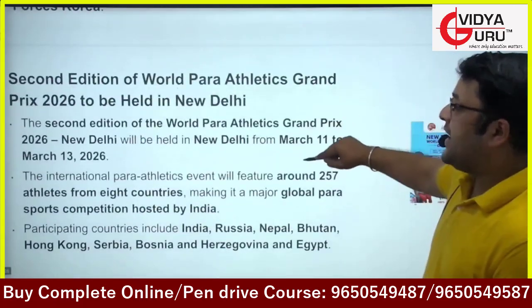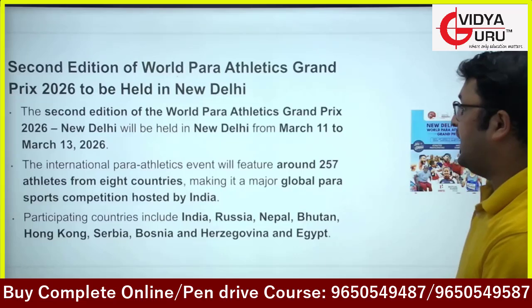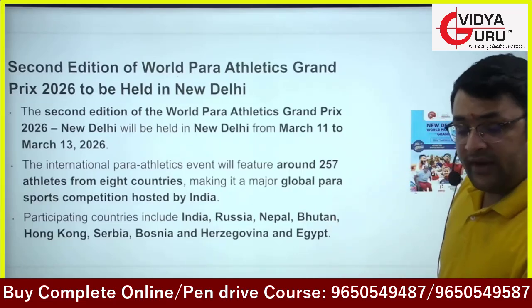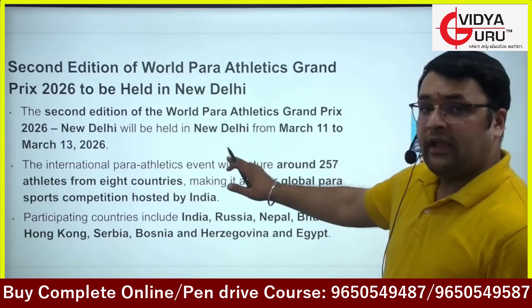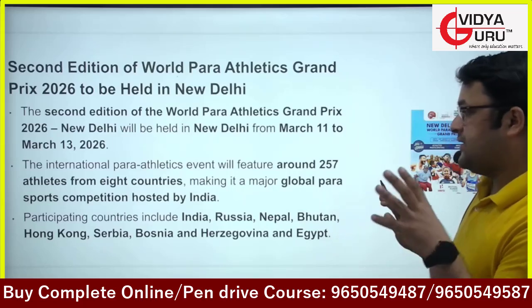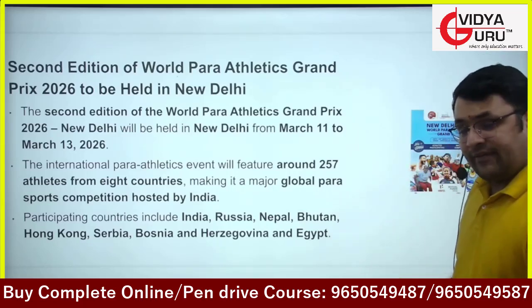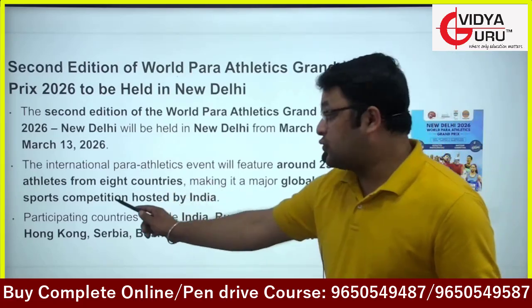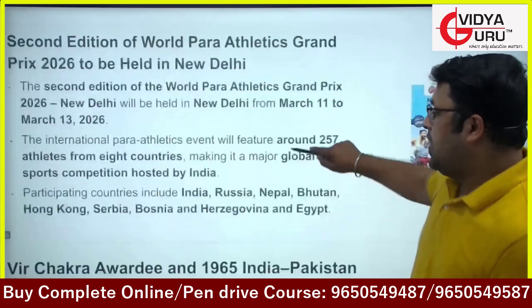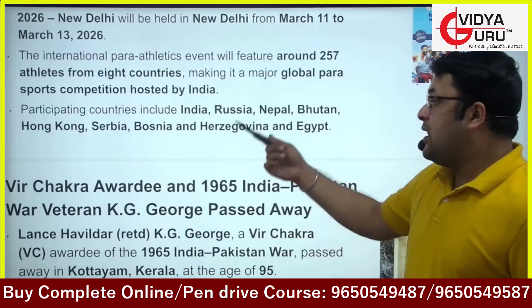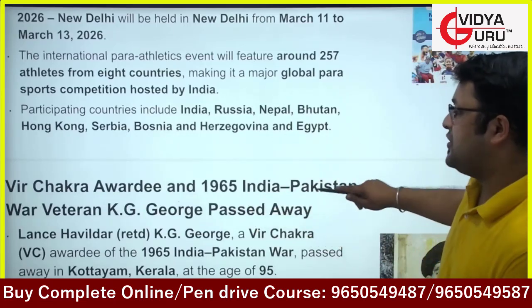Next, second edition of World Para Athletics Grand Prix. World Para Athletics Grand Prix 2026 is going to be organized in New Delhi from March 11th up till 13th. So this is very important because it will feature 257 athletes from 8 countries, making it a major global para sports competition hosted by us. These 8 countries are India, Russia, Nepal, Bhutan, Hong Kong, Serbia, Bosnia and Herzegovina, and Egypt.